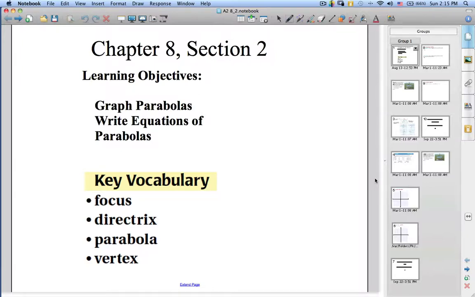In section 2, we're going to work on graphing parabolas. Now, we've already worked on graphing parabolas, which we did in chapter 1 when we were studying quadratic functions. These are a little different. In chapter 1, they always either opened up or down. In this section, they can also open right or left. So sometimes they open up or down, sometimes they open right and left.